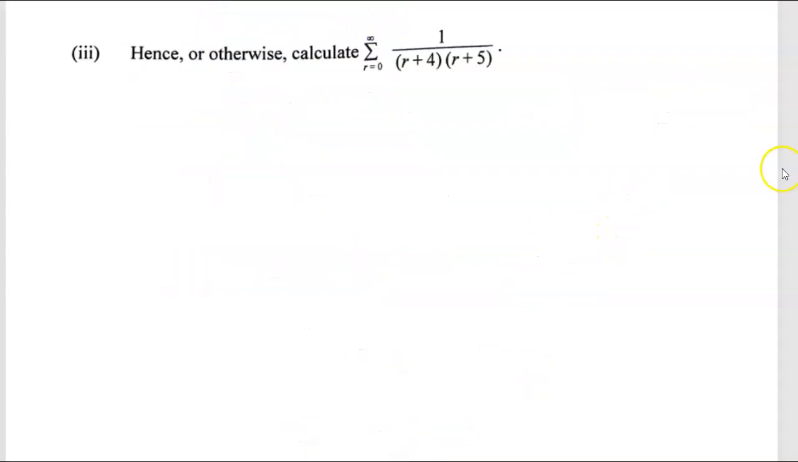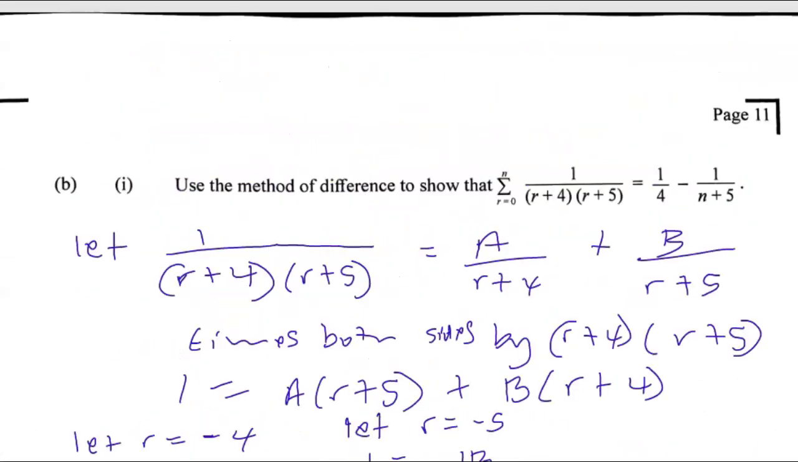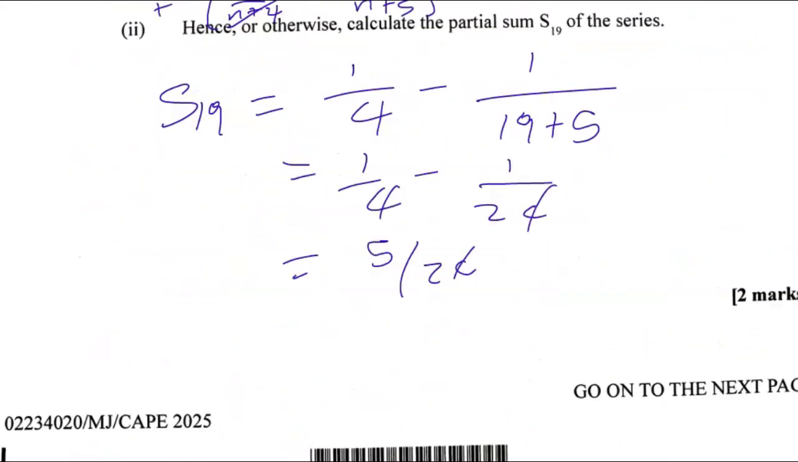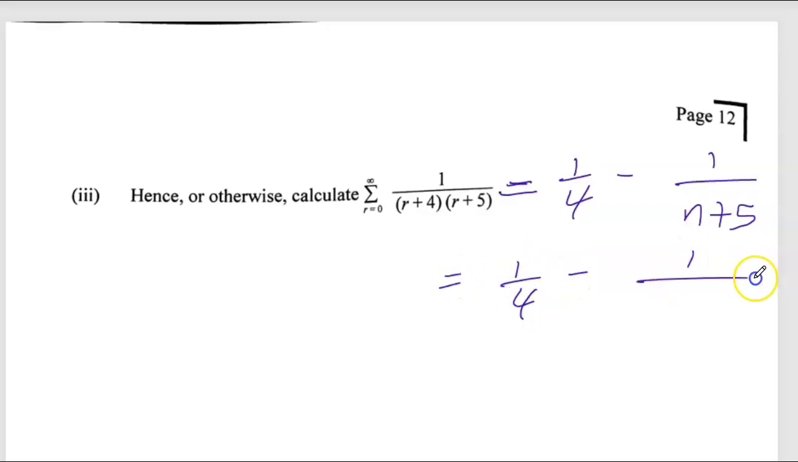Now in question 3, we have just shown that the summation of the series is equal to a quarter minus 1 over n plus 5. And it's to infinity, so replace n with infinity. So it's a quarter minus 1 over infinity plus 5. Now 1 over infinity approaches 0. So we are just left with a quarter. And that's our solution.